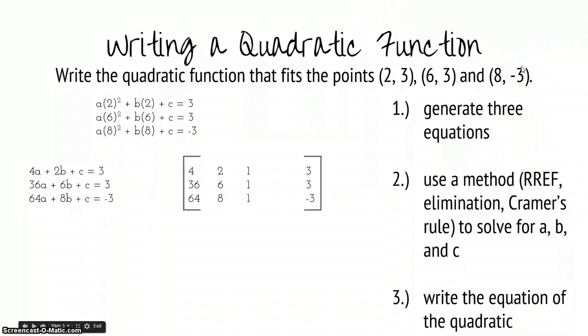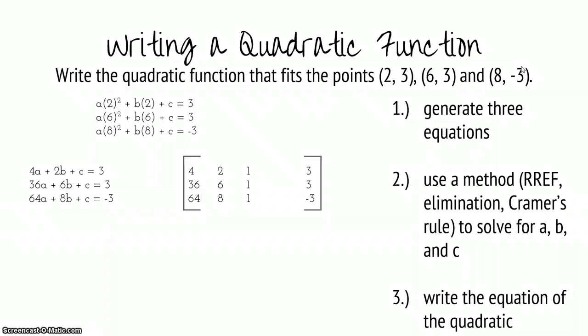Turn it into an augmented matrix. I told you I'm going to show you using RREF, reduced row echelon form. You have a choice, but to me, this is my favorite choice, so that's why I'm going this route. So 4, 2, 1, 3. 36, 6, 1, 3. 64, 8, 1, -3.